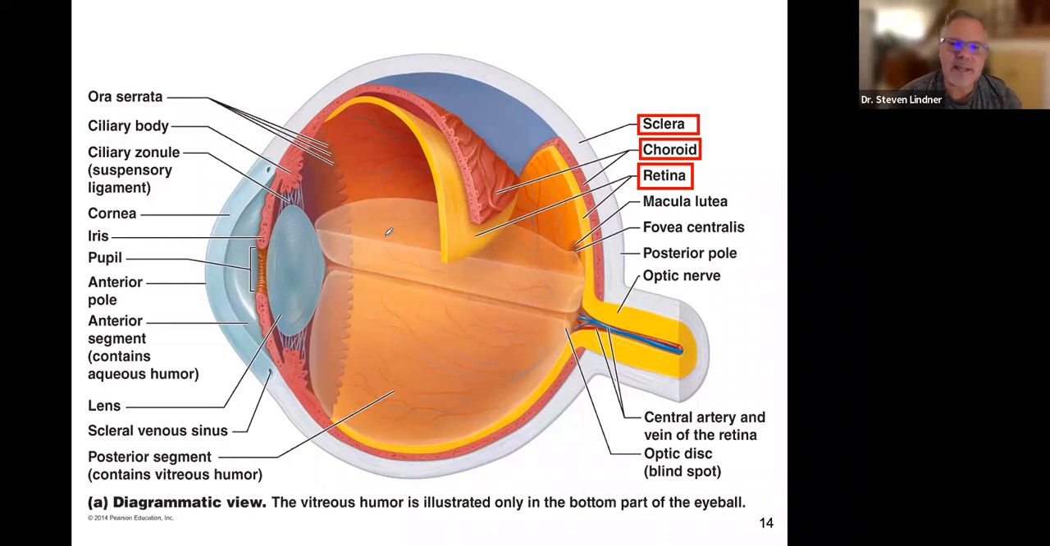Here's a cross section. I like this picture. It allows us to see the three layers. Here's the sclera, which is the outermost. Here's the choroid, which is the middle layer. And there's the third layer, the retina, which is the innermost.